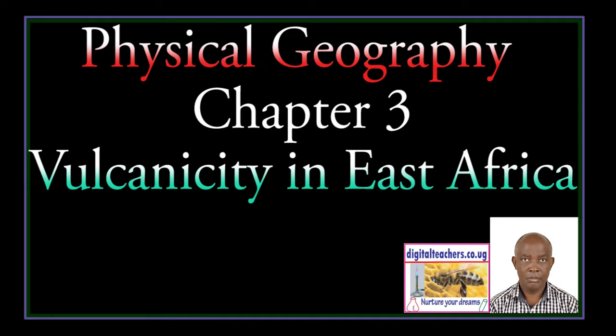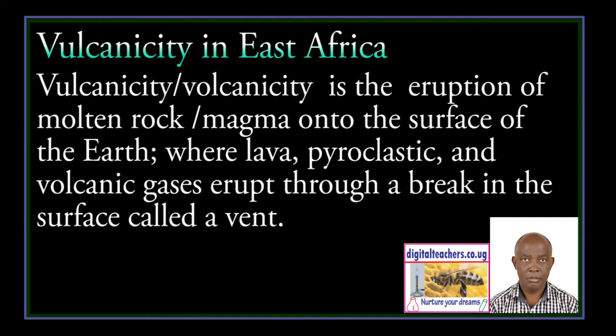Today, we are going to study Physical Geography, Chapter 3, Volcanicity in East Africa. Volcanicity is the eruption of molten rock or magma onto the surface of the earth, where lava, pyroclastic material and volcanic gases erupt through a break in the surface called a vent.